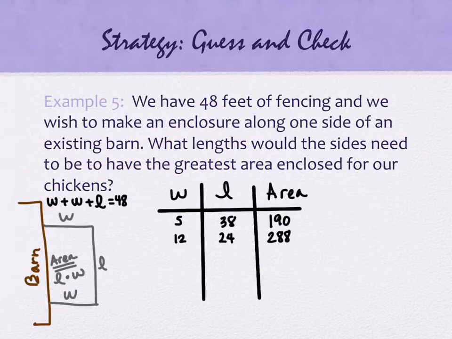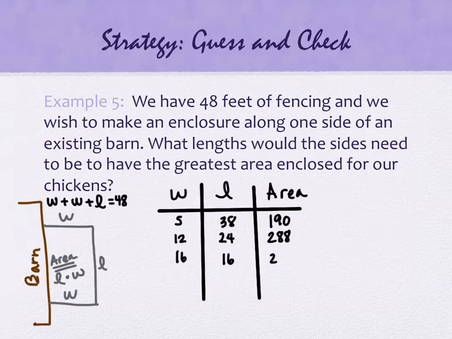16. Okay, so let's put a 16 here. So I've got 16 here and here. How much have I used up? 32. So how much is left over? 16? All right. So let's put a 16 here. What happens when I multiply 16 times 16? 256. So it's not more, but at least it helps us get a better idea of which one's closer.